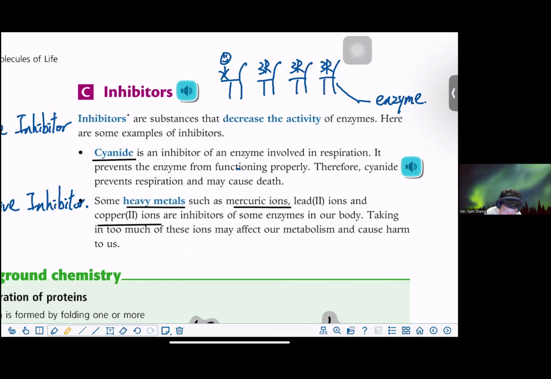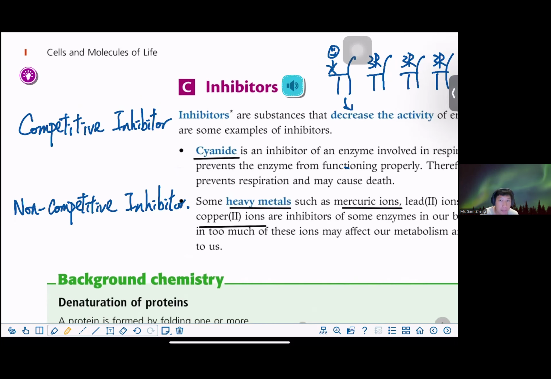So we will call these what we call the competitive inhibitor, because I'm trying to compete with you, to fight against you to occupy the active sites of the enzymes. So for example, the competitive inhibitor would be like heavy metals, iron, or, for example, methanol.